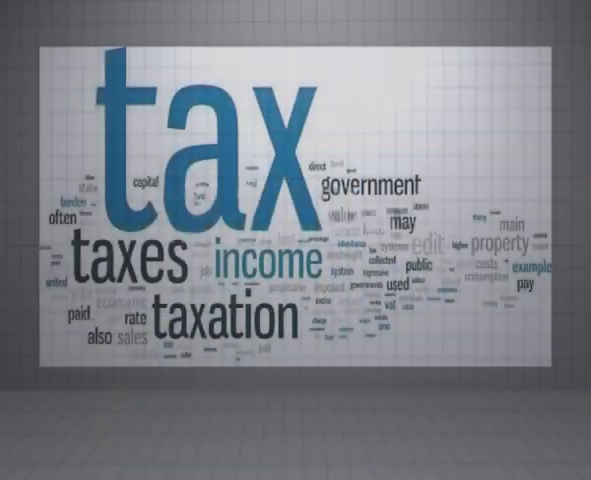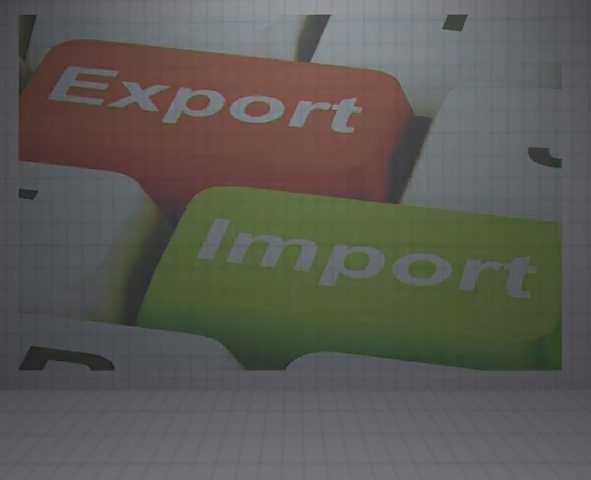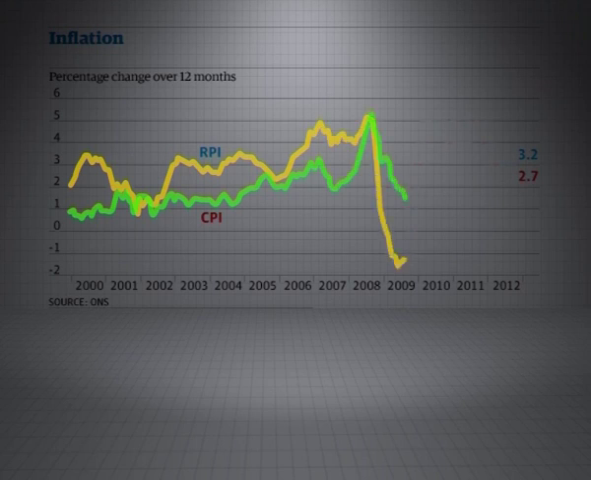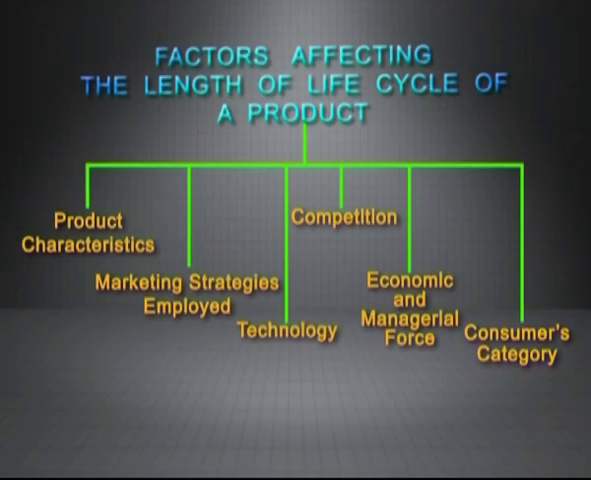Enterprises having strong economic and managerial force can keep their products standing in the market for a longer period than products having a weak economic and managerial base. Government policies, taxation, import-export policies, and prevailing economic conditions affect the product life cycle. Increase in interest rate and rising inflation reduce the purchasing power of people and hence reduce the demand. Now we come to the next part, that is consumer categories based on level of adoption of the product.